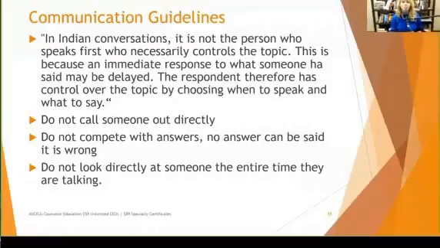And do not look directly at somebody the entire time they're talking. Most of the time, especially if you're not a new counselor, you probably don't do this anyway, but you don't want to stare at somebody the whole time, even if you think it's showing that you're super attentive. You want to look down, you want to look away occasionally so they don't feel like they're on the spot and they're completely revealed.